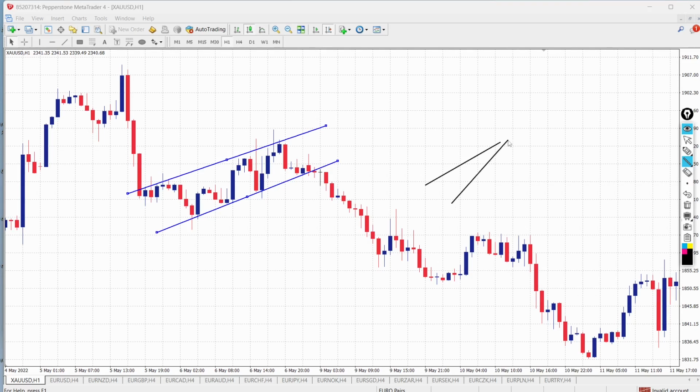So we also have the wedge, and they also signal continuations. And then we also have the pennants, which also show continuations within the market.